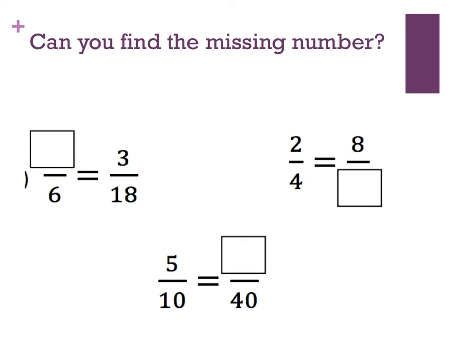What about missing numbers? Let's start over here first. I can see I need to multiply 4 times something to get my missing number. Well, 2 times what is 8? Since 2 times 4 is 8, if I multiply 4 times 4, I get 16, showing me 8/16.